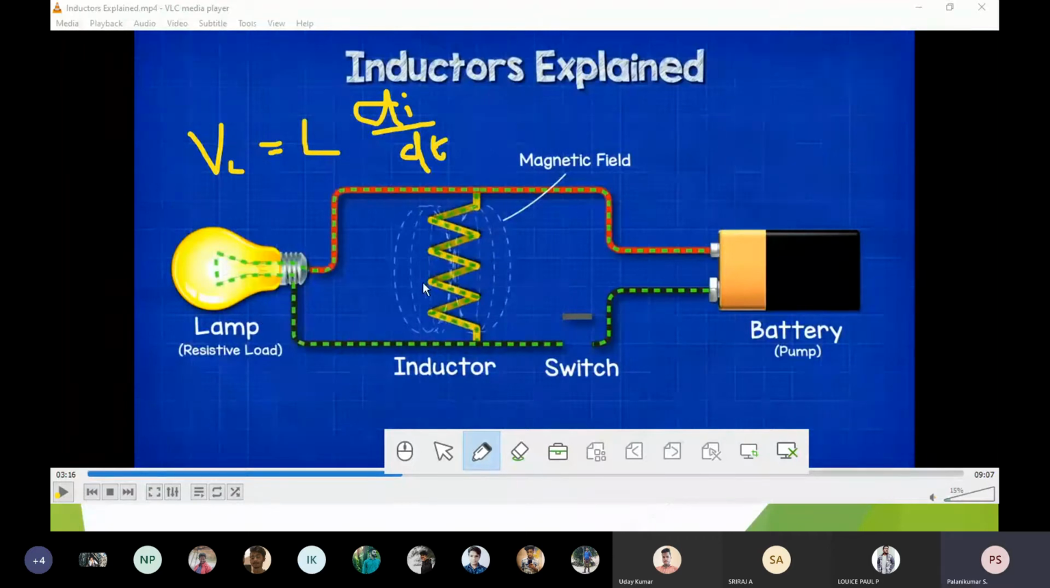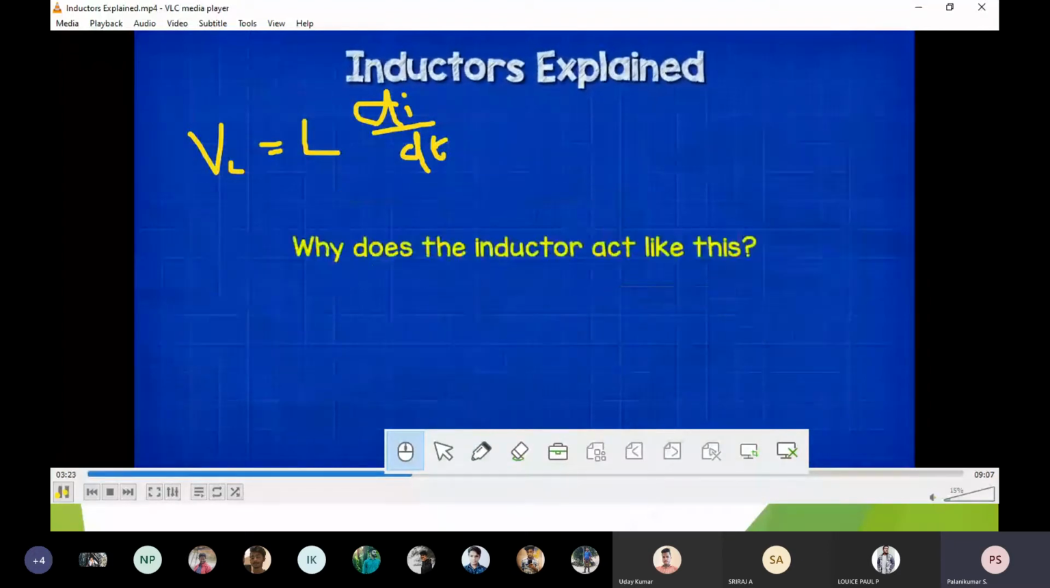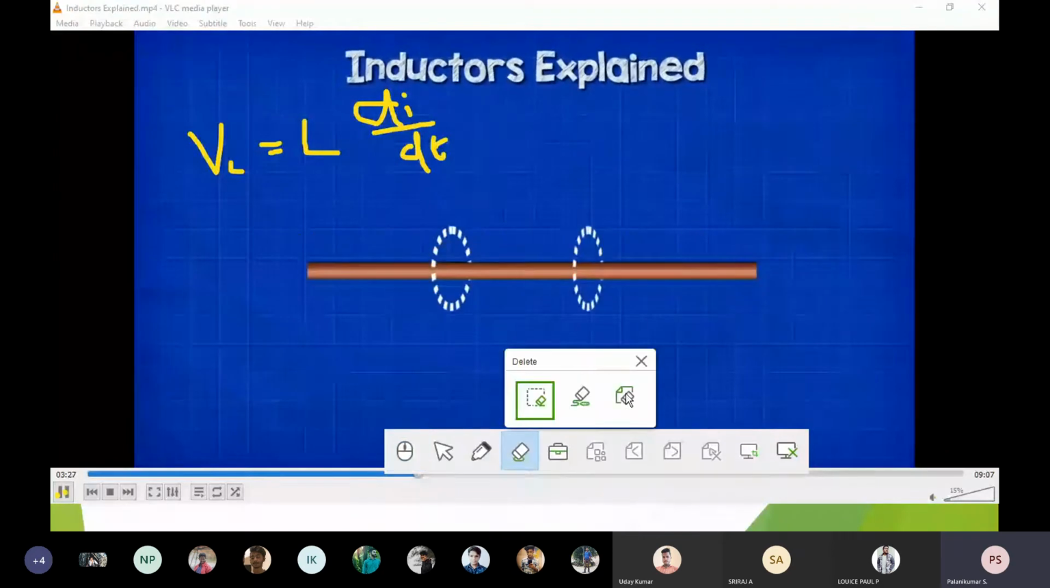In an inductor, energy is stored in the form of a magnetic field. So that's what I had discussed in the last class. That's all, it has come to an end. Now once again I have to connect the switch. Then only I am able to get the current.